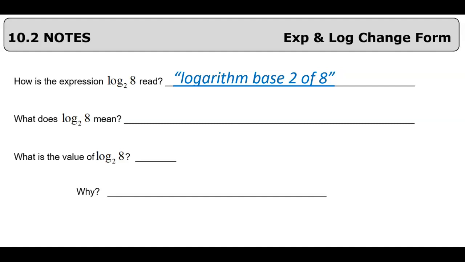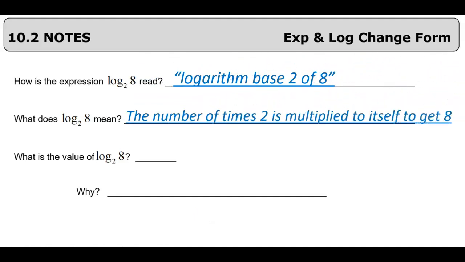What does log base 2 of 8 mean? It means the number of times 2 is multiplied by itself to get 8. So how many 2's multiply together to get 8? 3. 2 times 2 is 4. 4 times 2 is 8. That is 3 2's being multiplied together. Yeah, that's actually correct. 2 times 2 times 2 is 8. It is 3. Why is that true? Because 2 times 2 times 2 equals 8. Or 2 to the third power is 8. Right?